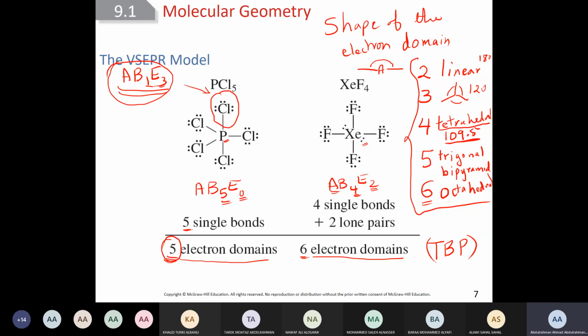I want you to memorize very well what I wrote here. Memorize everything: the electron domain, how to find it, the name of the shape of the electron domain, and the angles. All of this is important, and you have to sit down and memorize it. It will take you 5 to 6 minutes. Is this easy? Yes. Very good.